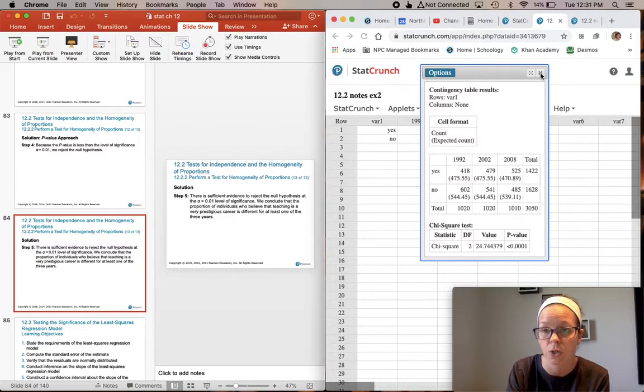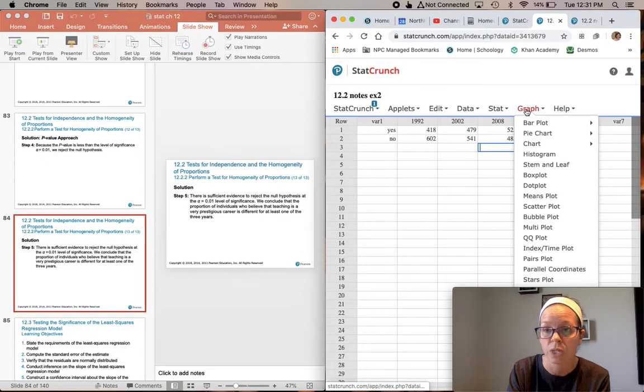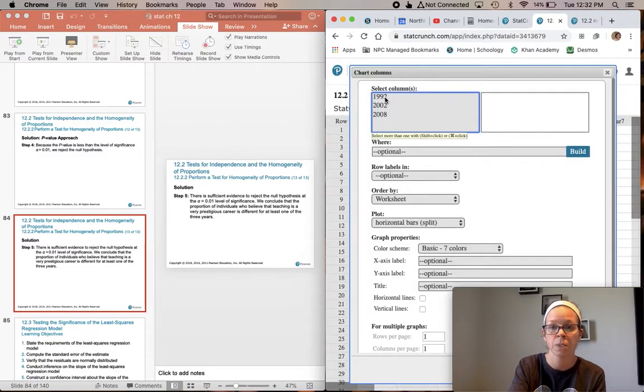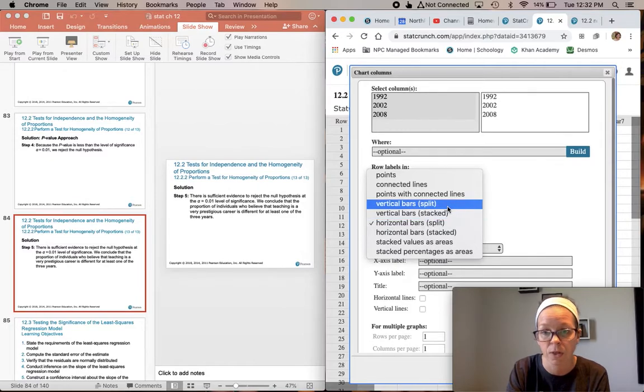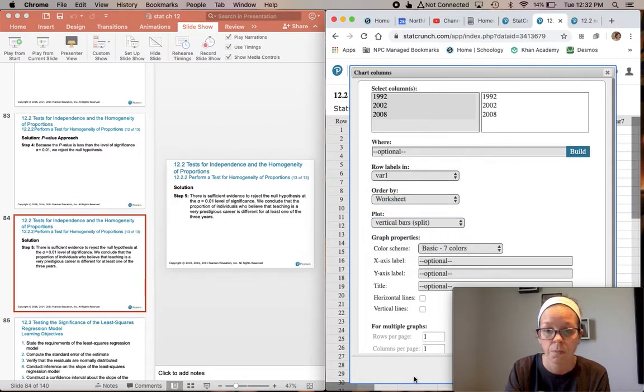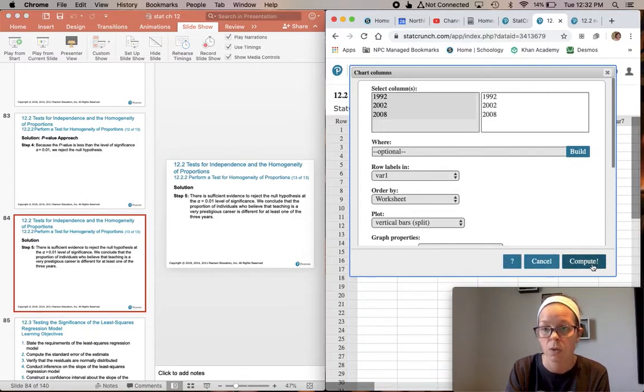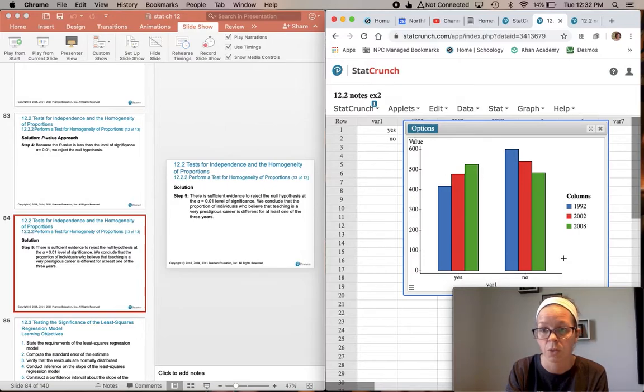Another way would be to look at one of those graphs. And again, if you want to graph, we're choosing a chart of columns, our column variables there, and our row labels. Again, you can play around with this. I prefer them to be vertical and split. And then compute that. And so then we can make that visual comparison. Our yeses are growing and our no's are shrinking. So it seems then that we are hopefully viewing teaching as a more prestigious career than maybe we did before.